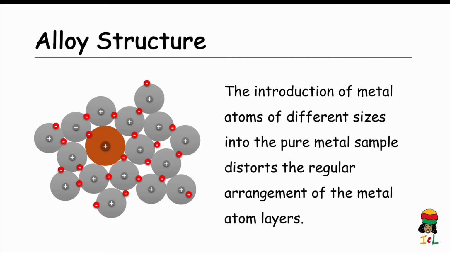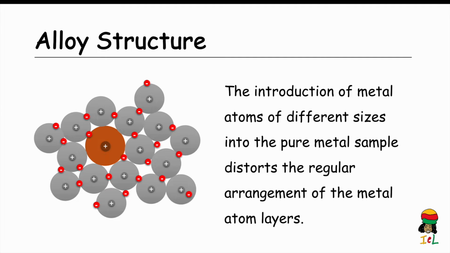When an alloy is made, atoms of different sizes are introduced into the structure. This distorts the regular arrangement of the atom layers in the pure metal. Take a look at the illustration to the left of the screen. You will notice that a larger metal atom, this orange circle, has distorted the regular arrangement of the layers in the pure metal.